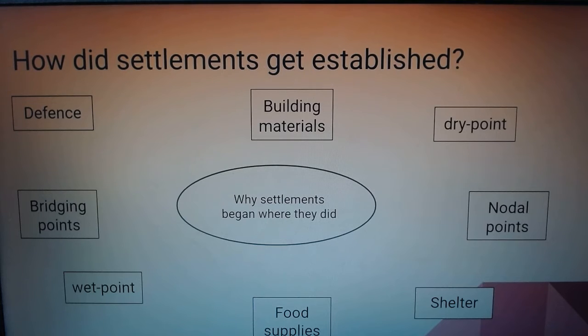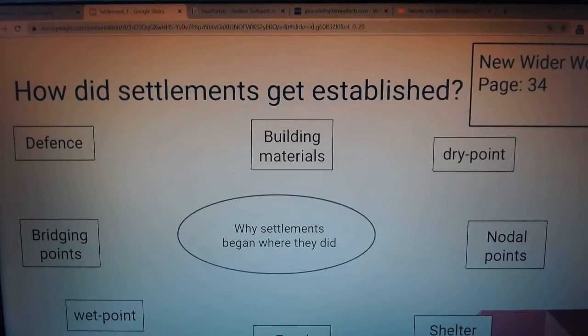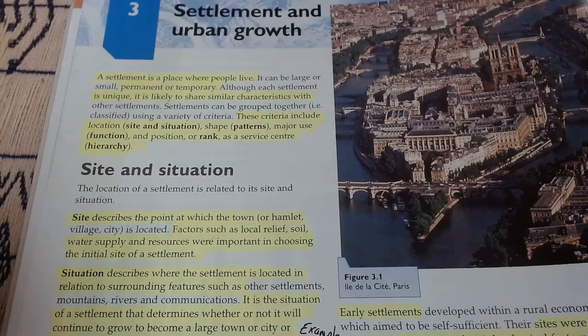We're going to look at those in New Wider World in just a moment. So yeah, page 34 will be on New Wider World. All right, so let's go there right now. Okay, so page 34 of New Wider World, chapter 3, settlement and urban growth. We'll look at what that word urban means shortly.